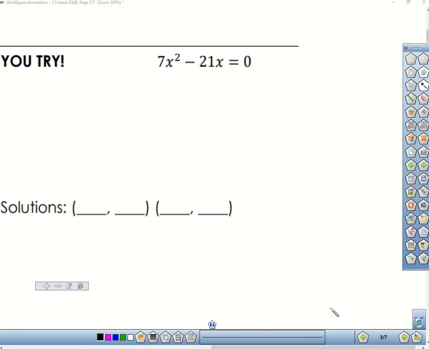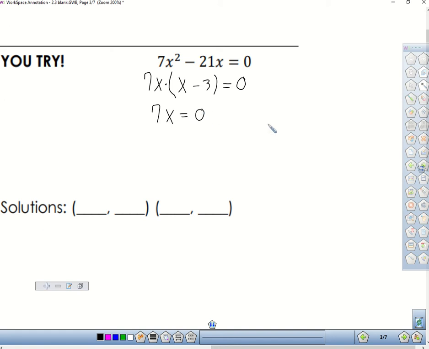So for this one over here, first thing we look for is the GCF. So what is the GCF here? 7x. Good, 7x. I factor out a 7x, I get x minus 3 is equal to 0. When I have the product of two things equal to 0, I set each piece equal to 0. So that's going to be 7x equals 0 and x minus 3 equals 0. Divide both sides by 7, I get x equals 0. I add 3 to both sides, which gives me x equals 3.